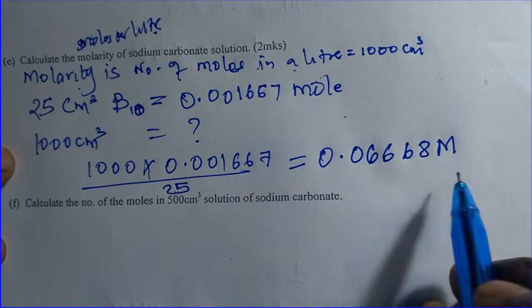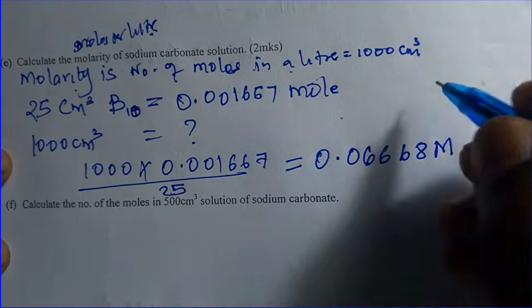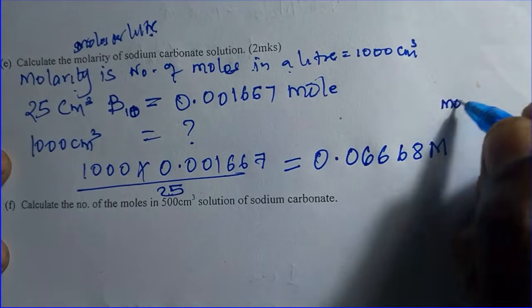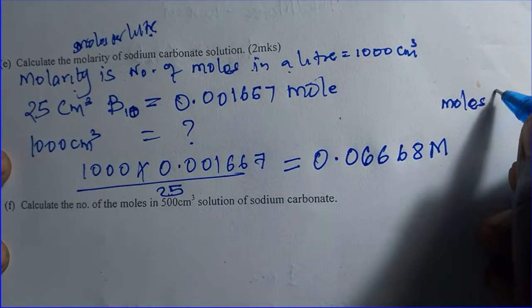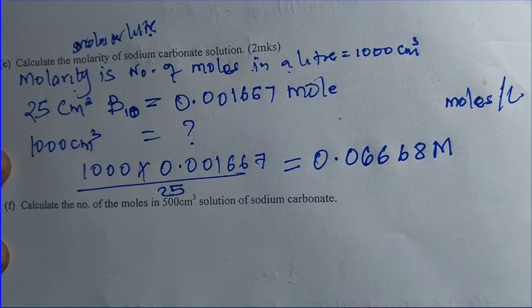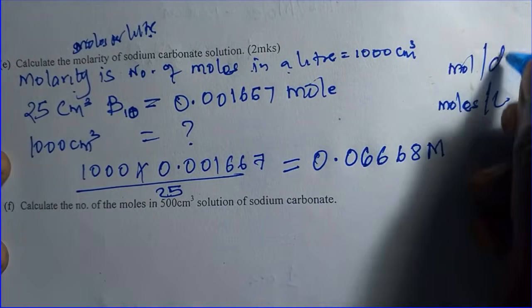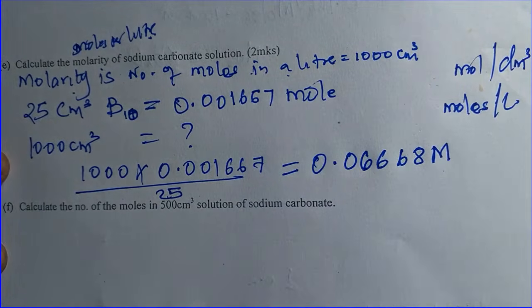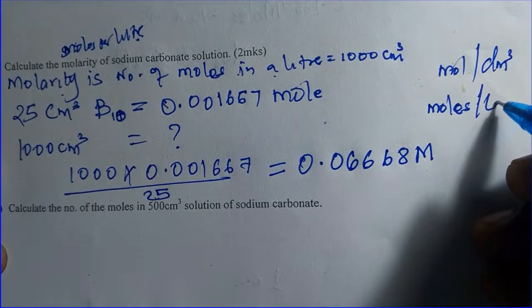Just give it. So even if you don't write capital M, we know what the question was asking, it was molarity. You can give it capital M or moles per liter. Moles per liter is allowed. Or mole per dm cube. Still, that is the correct unit, because 1 dm cube is equal to 1 liter.